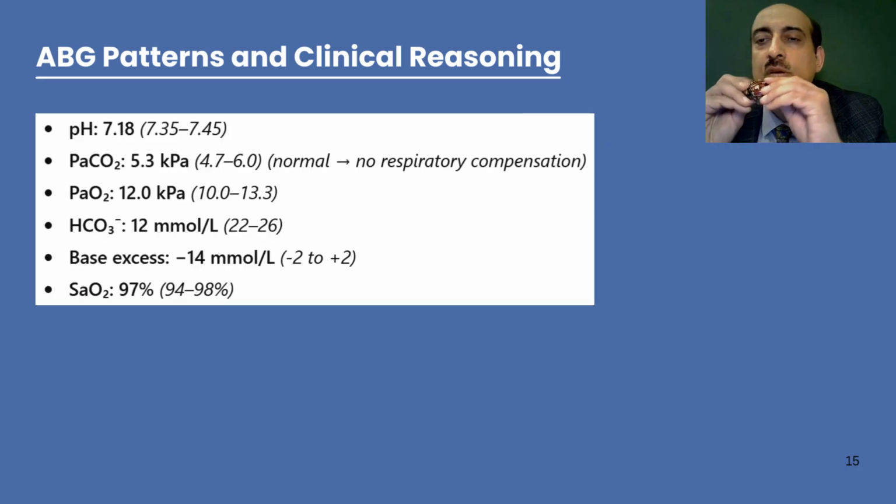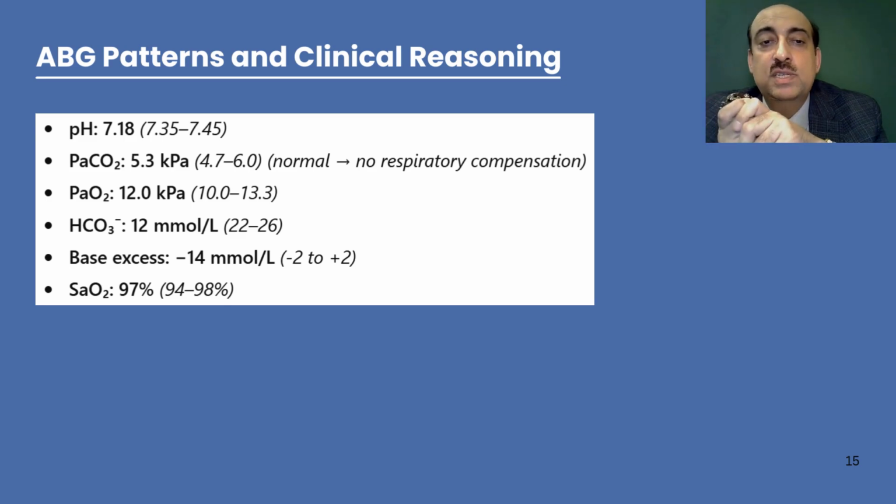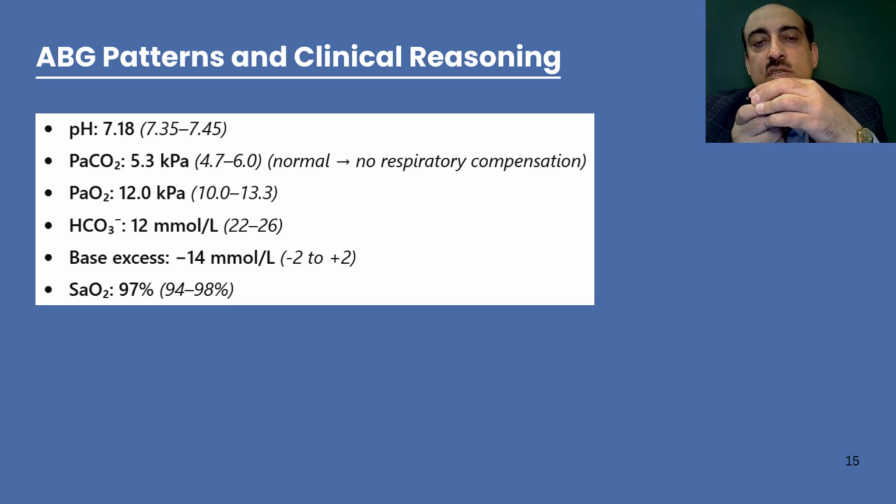Okay, so now the beetle is going to study the second scenario. Okay, so what's the pH? 7.18. Is it acidosis or alkalosis? Obviously it's acidosis, because the pH is less than 7.35. Let's look at the CO2. The CO2 is normal, so there is no compensation, or no mechanism contributing to the acidosis. Neither is there any compensation, so it's unlikely to be a respiratory cause.